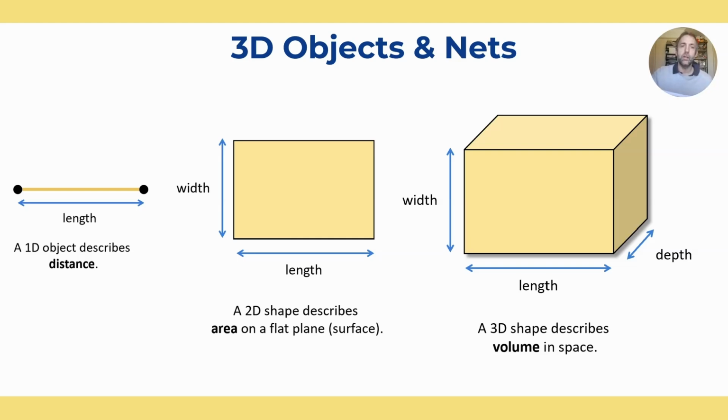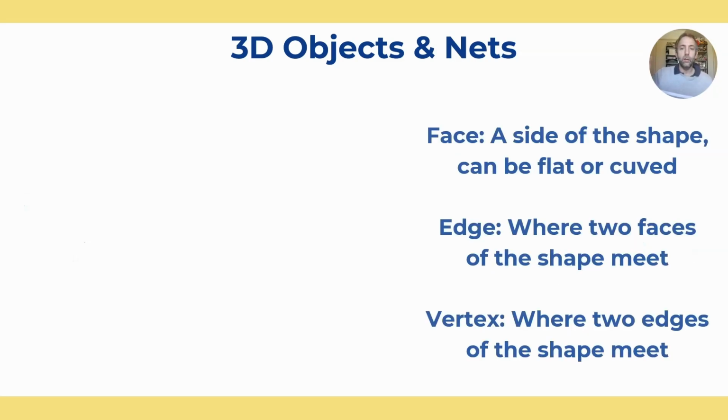But today we're just establishing the different names for our 3D objects, our shapes with three dimensions, as well as looking at nets. We've got some important terminology we need to know here. So a face is a side of the shape that can be flat or curved. An edge is where two faces of the shape meet, and a vertex is where two edges meet.